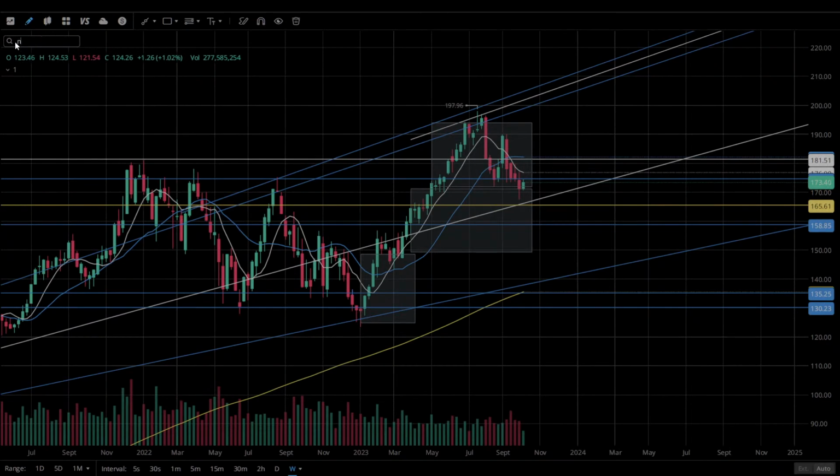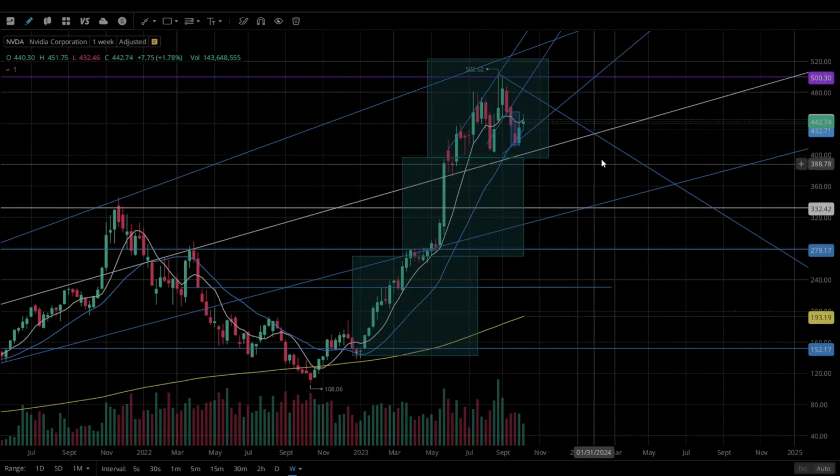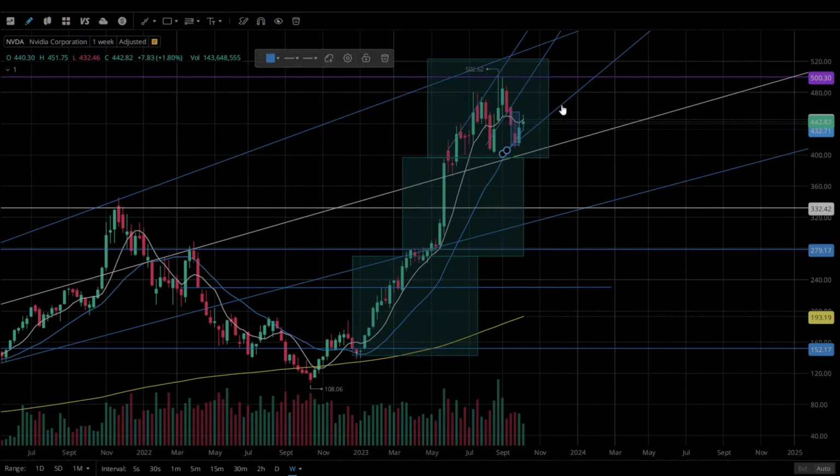NVIDIA, same thing. Basically the same setup, only now I've got this really poorly drawn diamond top at the top. Let me delete that real quick. That's embarrassingly drawn. I drew it in a hurry.